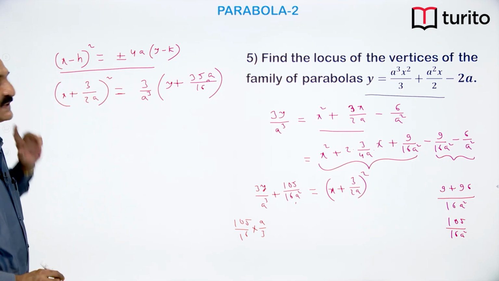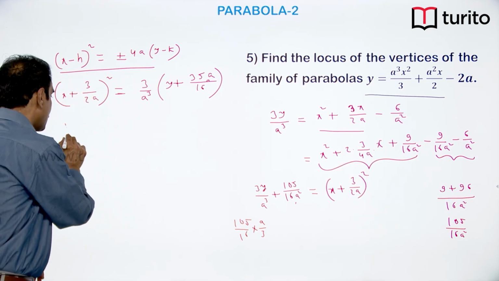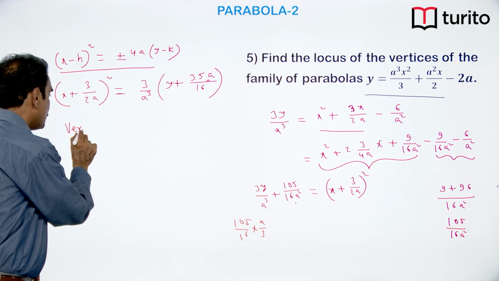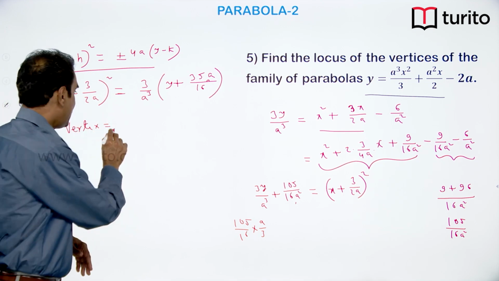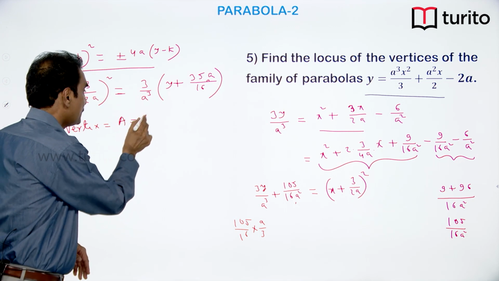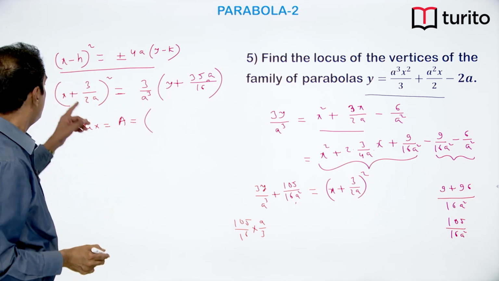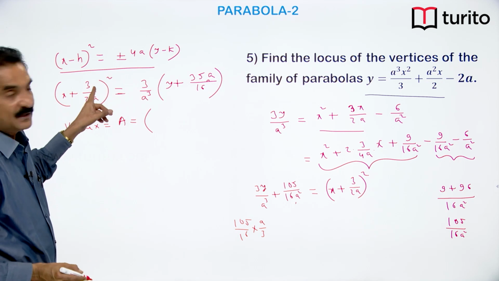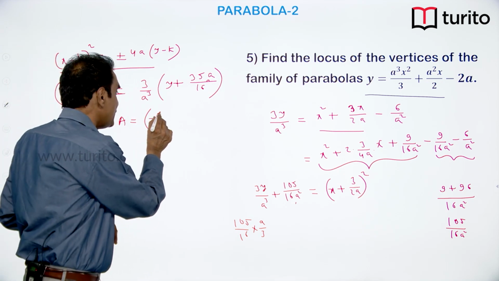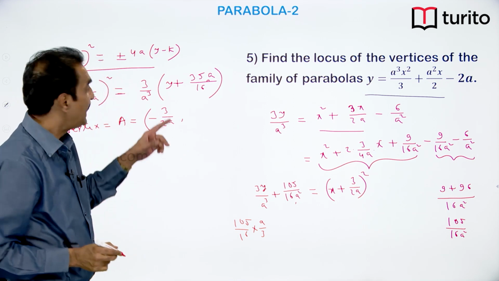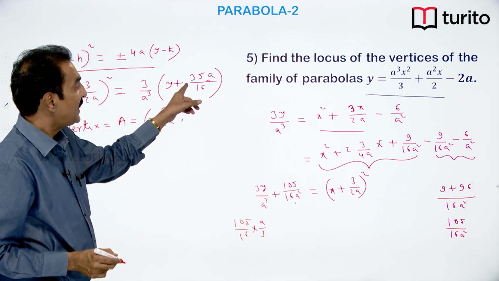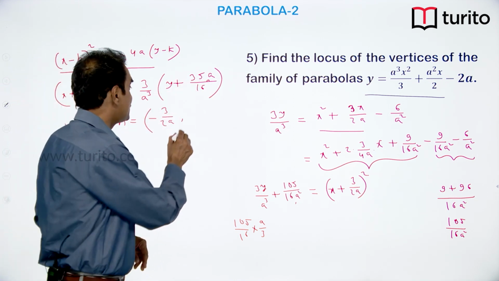Now, what is the vertex, comparing with the above? Vertex denoted by A is equal to (h, k). h is minus 3a by 2, and k is minus 35a by 16.